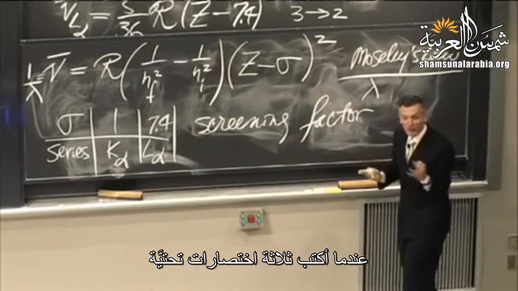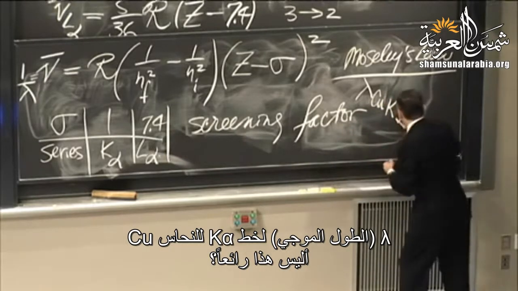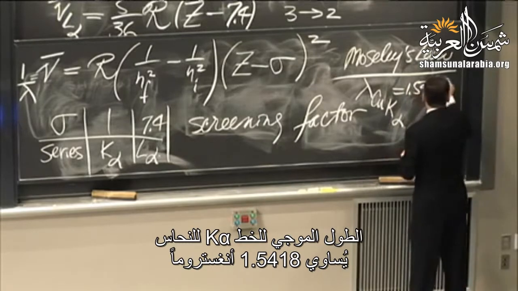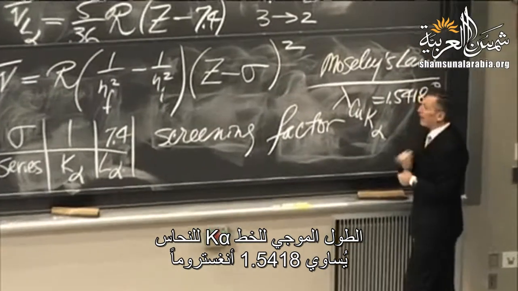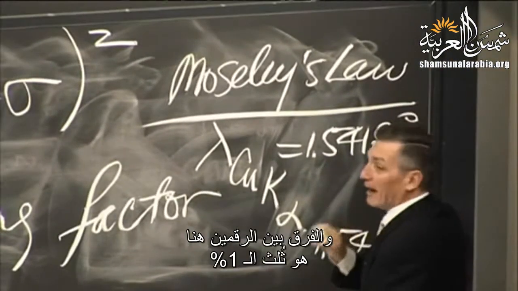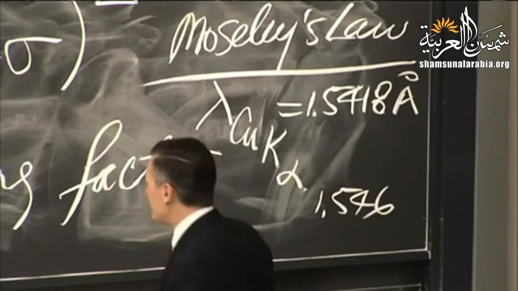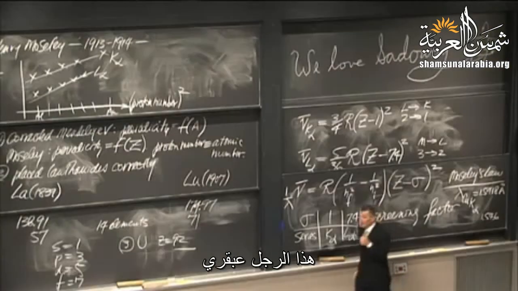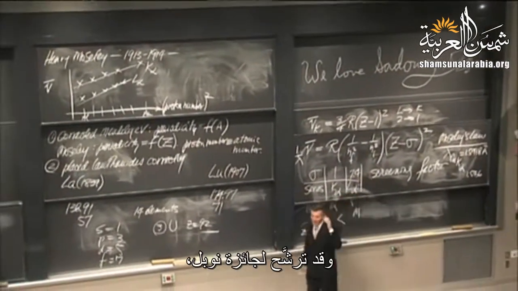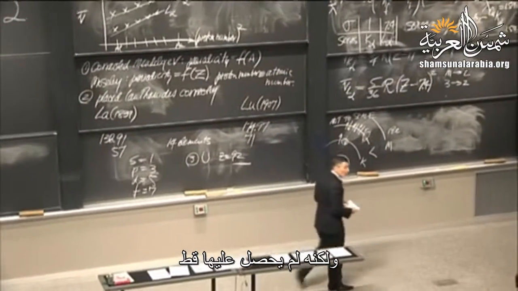So I can use Moseley's law, and the true value, lambda, I love this one. Watch, I'm going to do a triple subscript. Lambda of copper K alpha. Isn't that cool? Lambda of copper K alpha is equal to 1.5418 angstroms. And if you use Moseley's law, you get 1.546, and the delta here is 1/3 of 1%. This man was a positive genius. He was heading pell-mell for the Nobel Prize, but he never got it.